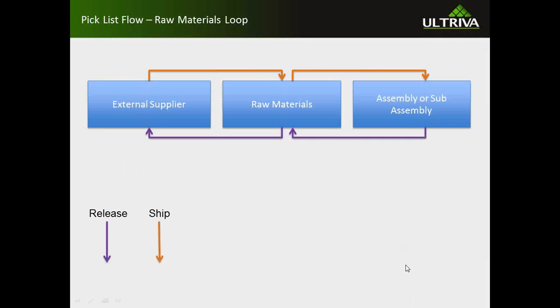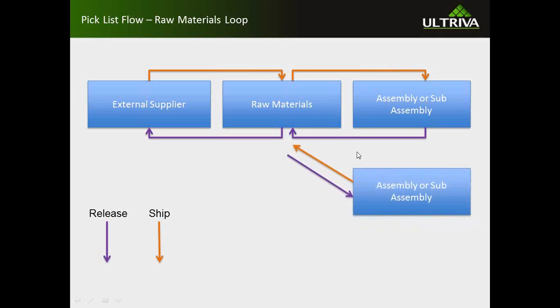All right, for those of you who are a little more visual, here's a visual of what I was talking about. The purple line here is the release, your raw materials work center releasing your orders to your external supplier, who in turn ships them to the raw materials. Then your sub-assembly or assembly line places the orders for the raw materials, and then you end up shipping that as well. And of course, there can be more than one assembly or sub-assembly line here. You can have as many as you need, pulling those raw materials out.